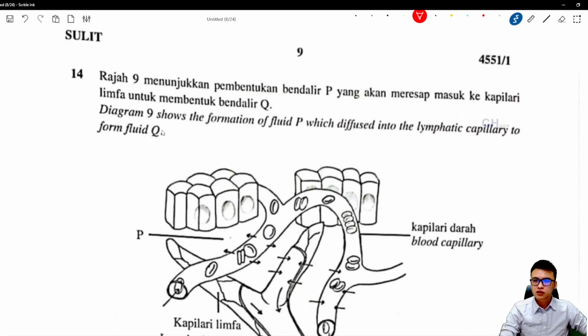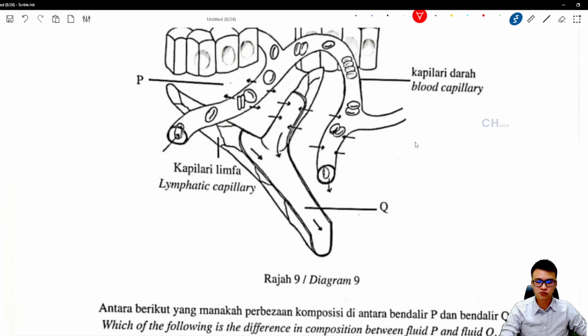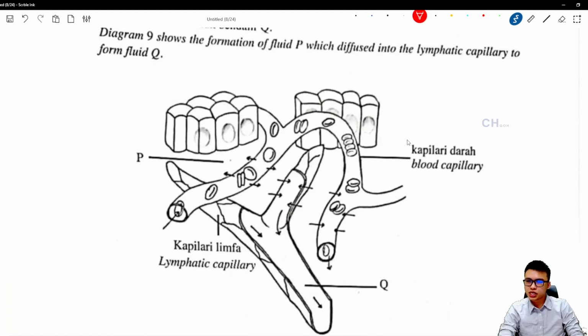Alright, so let's move on. Diagram 9 shows the formation of fluid P, which diffuses into the lymphatic capillary to form liquid Q. Which of the following is the difference in composition between fluid P and fluid Q? So fluid P is called the tissue fluid, or we can call it interstitial fluid as well. It has two names, guys. And Q is the fluid found in the lymphatic capillary, so Q must be the lymph.